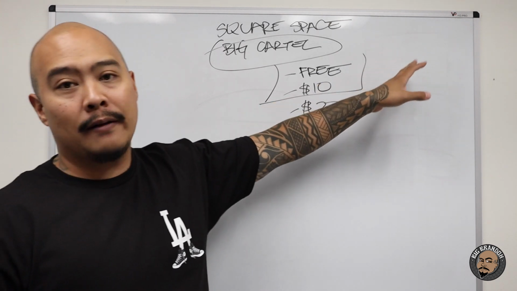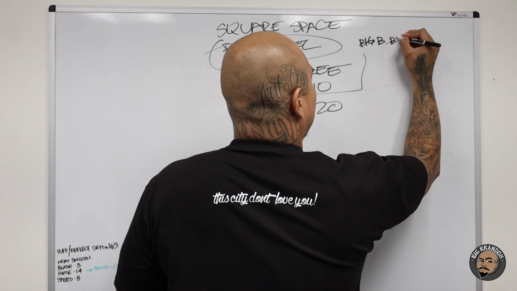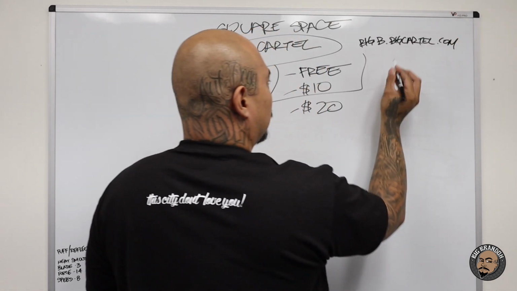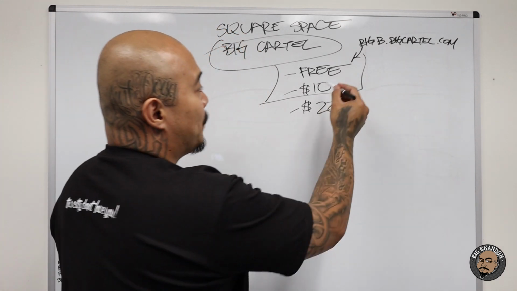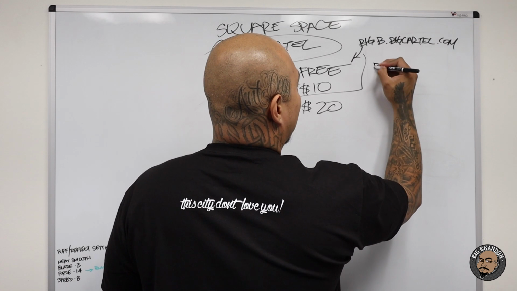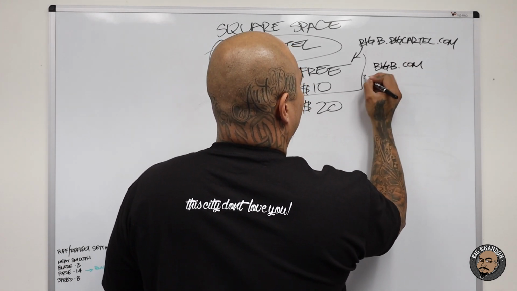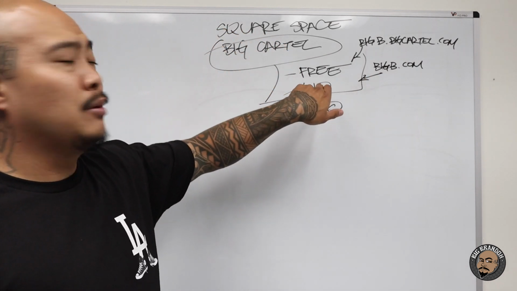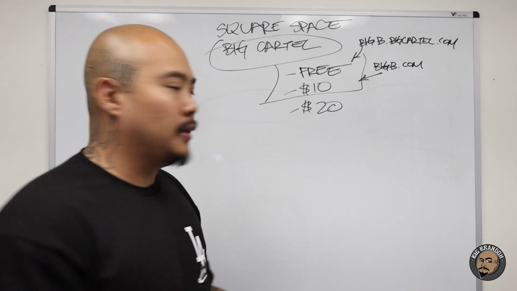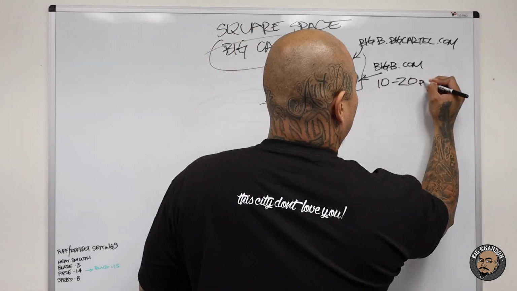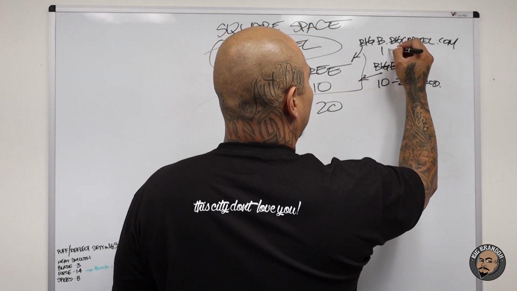So if I were to do mine, it would be like bigb.bigcartel.com. This is for the free one, right? You can't use a custom domain. But for the $10 a month one, now I could just be bigb.com. The $10 a month one also lets you, I think, put like 10 or 20 different products on the page. The free one, I think you're only allowed one product on the page.